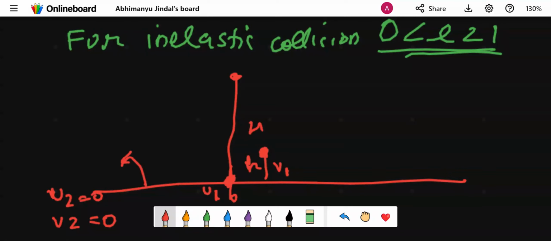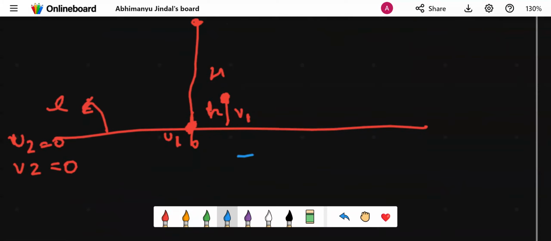Let's say the coefficient of restitution of the surface is E. It's quite obvious that once it goes down and comes back, it's not going to achieve the previous height, but something lower than the previous one. So here, let's find three parts. One is u1. Let's find u1.